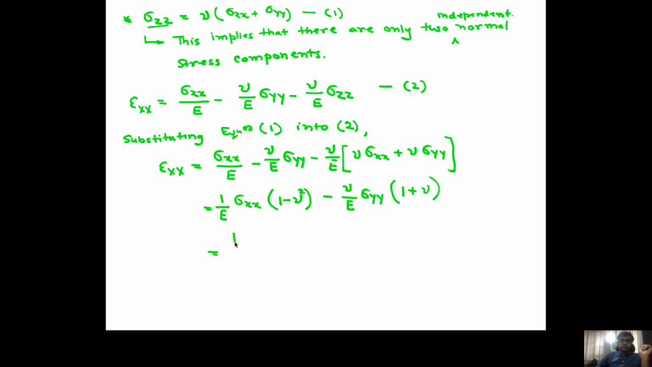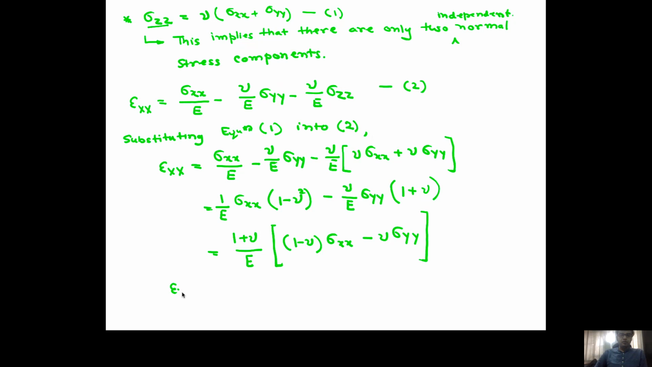So that will give us 1 plus nu by E, and then we have 1 minus nu sigma xx minus, look into this term, so this will remain minus nu sigma yy. So this is the relation between epsilon xx and sigma xx and sigma yy.